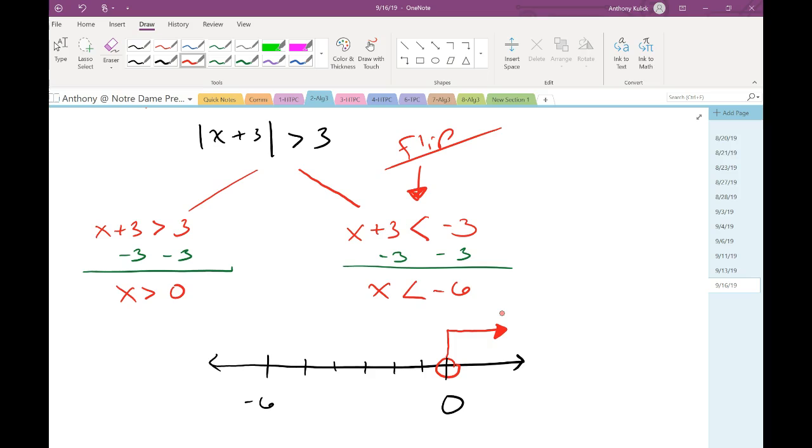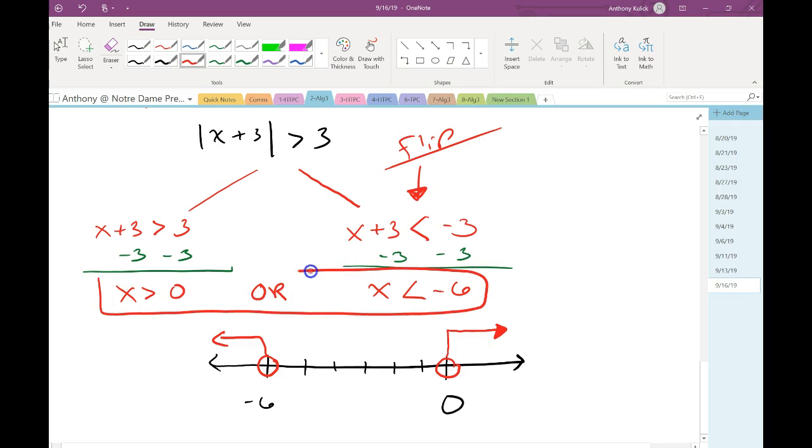Now let's graph x is less than negative 6. So again, I'm going to start by making a mark at negative 6. What kind of mark should I make at negative 6? Open circle is correct, again, because it's a strict less than rather than a less than or equal to. And which direction should my arrow be pointing? To the left or to the right? To the left. When my arrows point in opposite directions, this is the or situation. So my final answer would be x is greater than 0 or x is less than negative 6.